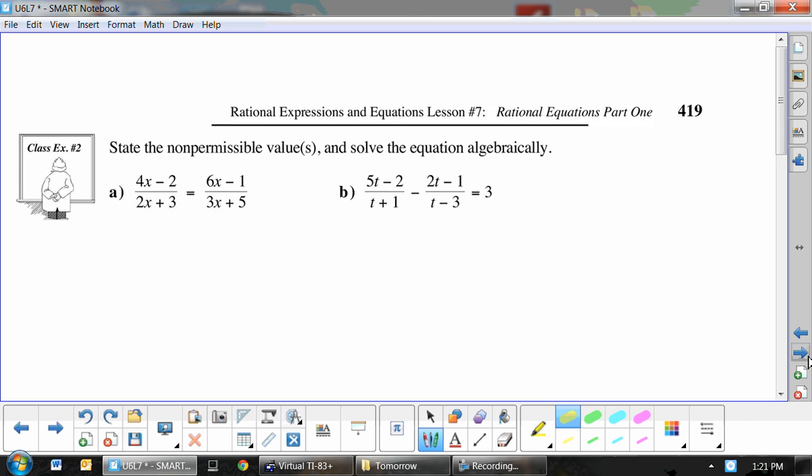Okay, so we're going to do both of these. Okay, so if we look at example 2a, which method would we use? Would we use the lowest common denominator or the cross multiply? How many terms do we have on each side? Okay.